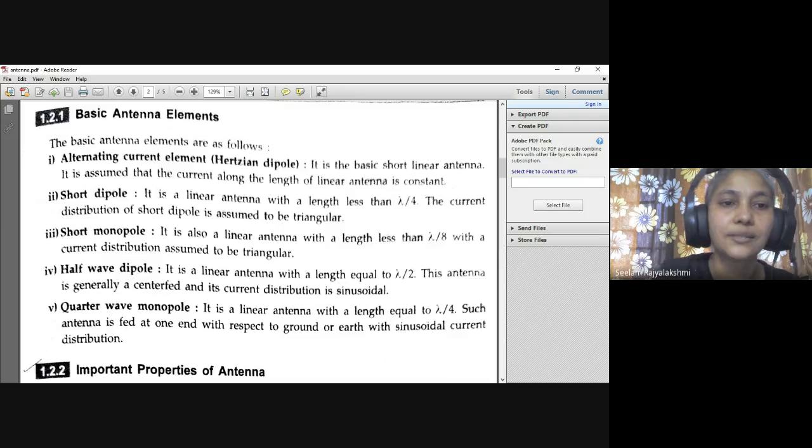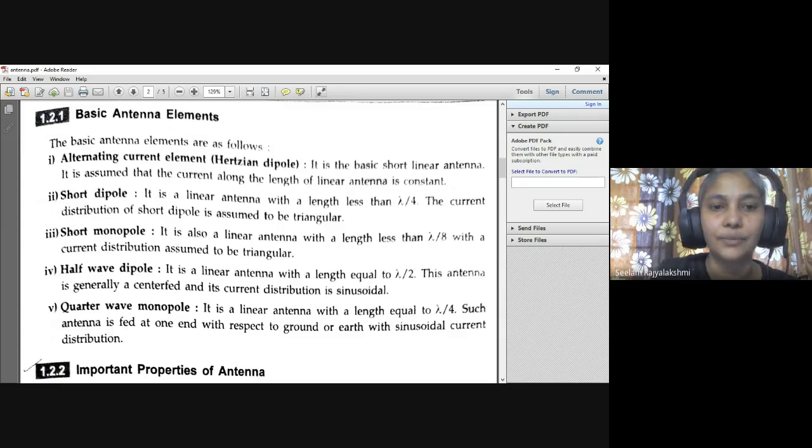Now let us see the short monopole. It is also a linear antenna. All these are linear antennas. The short monopole is a linear antenna with a length less than lambda by 8, which is shorter than the short dipole, with a current distribution assumed to be triangular.